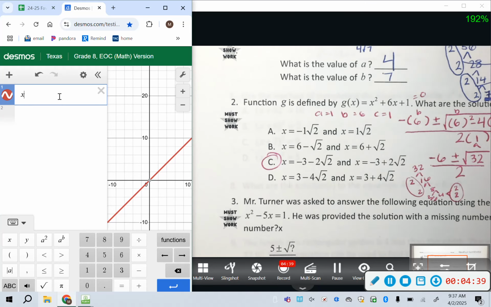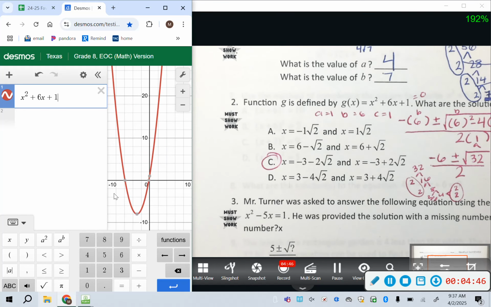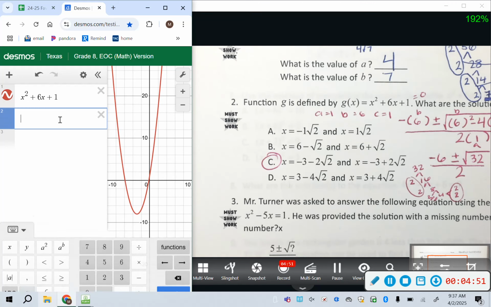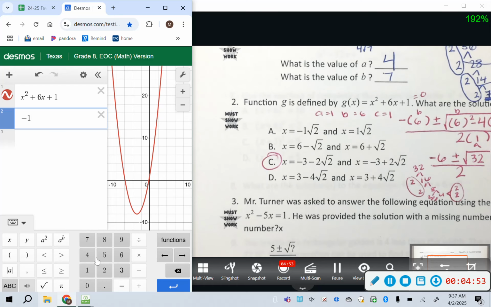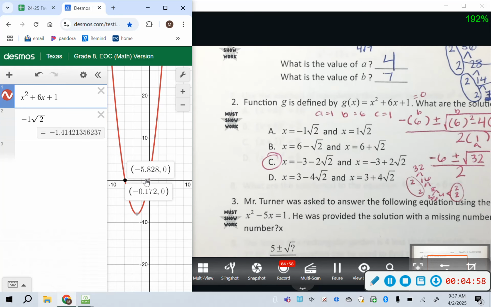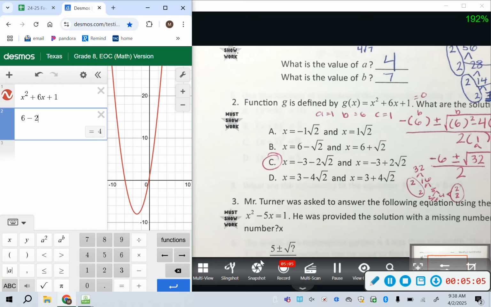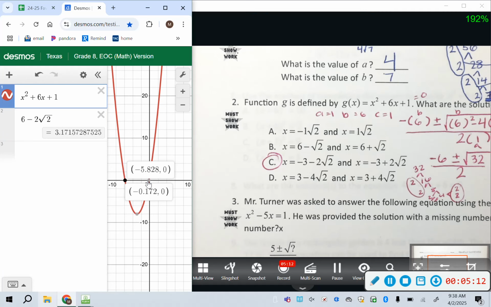So we have x squared plus 6x plus 1. And we'll get this, and I see it touches here and here, and I have ugly decimals. Well, we can type in our answer choices. So we have negative 1 square root 2, and I see 1.41, which is neither of those, so that's not my answer. Okay, I'm just typing in one of them. 6 minus 2 square root 2. Okay, and I get 3.17, which again is not one of my options.